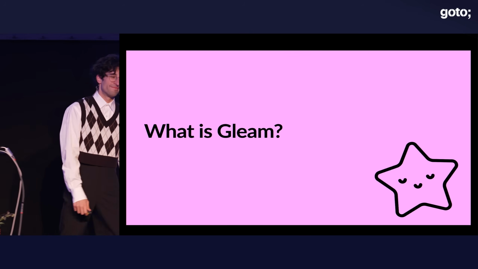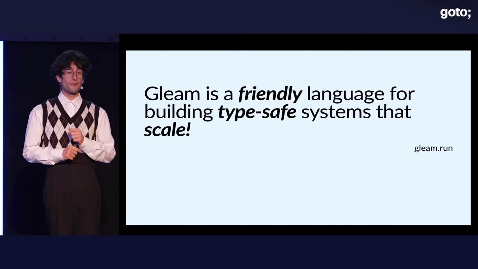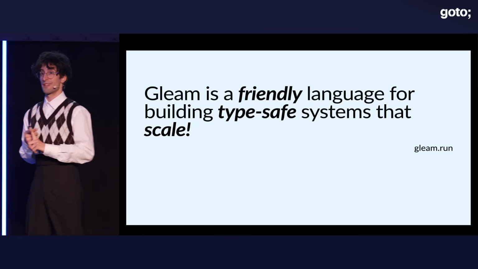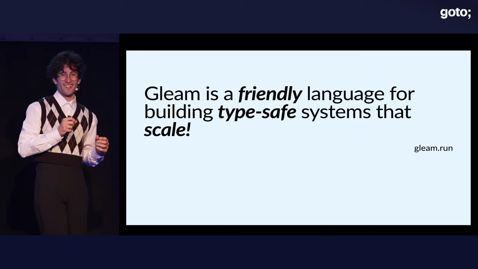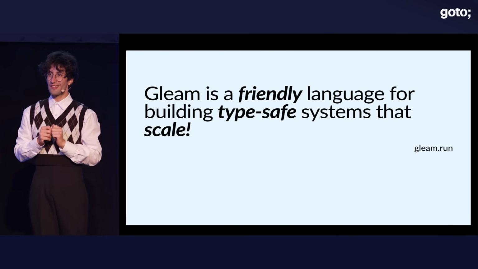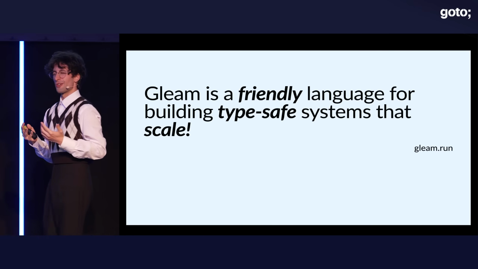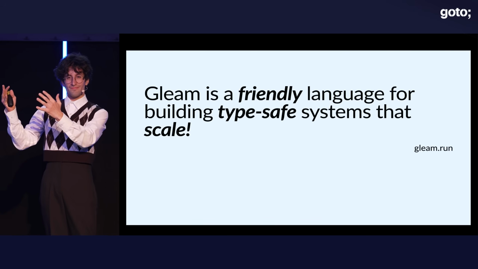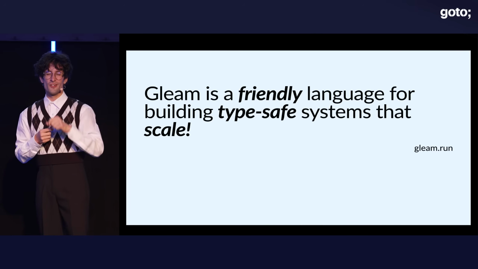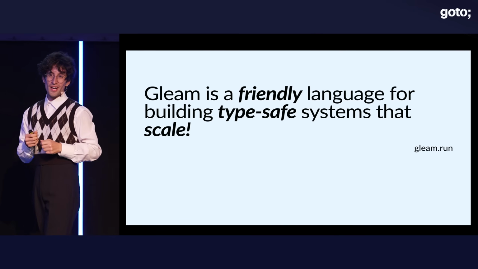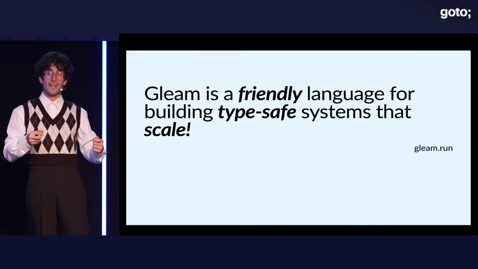So what is Gleam? Well, if you've never heard of it before, Gleam is a friendly language for building type-safe systems that scale. There's quite a bit to unpack in just a single sentence, though. What does it even mean for a language to be friendly? Also, type-safe systems, so we're talking about static typing. And those systems also scale. That's quite an interesting word, quite alluring. So what's Gleam's superpower that allows us to build systems that are reliable, that can scale as we need them to?